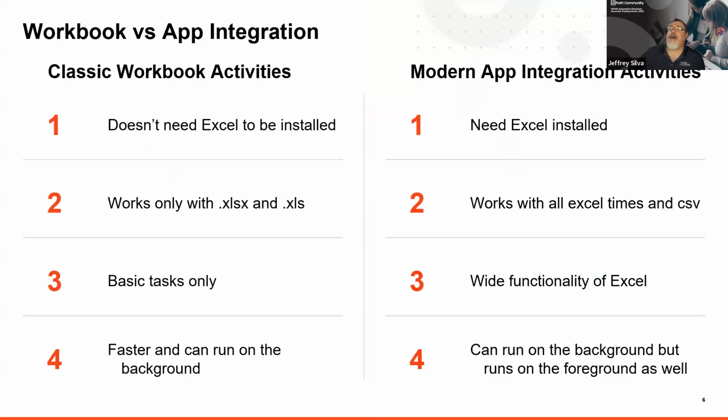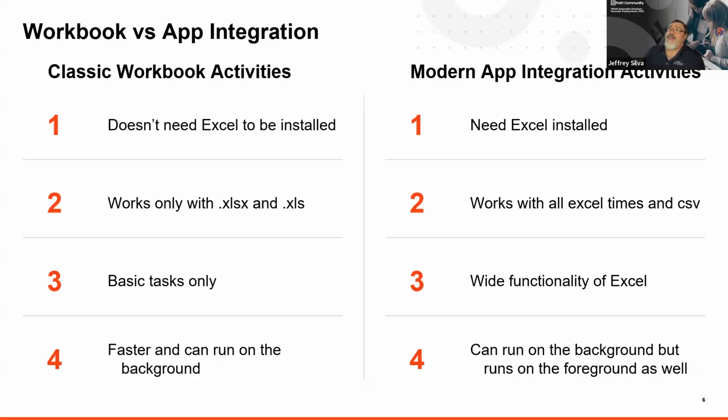Because I like to show and tell, we're going to do mostly demo from now on, but I wanted to clarify one thing. I mentioned automation in Excel has existed since the beginning. In the beginning, it was very limited, with very basic functions. We call it today the classic workbook activities. They still exist and still have a purpose, but we have since revamped into the modern application integration activities.